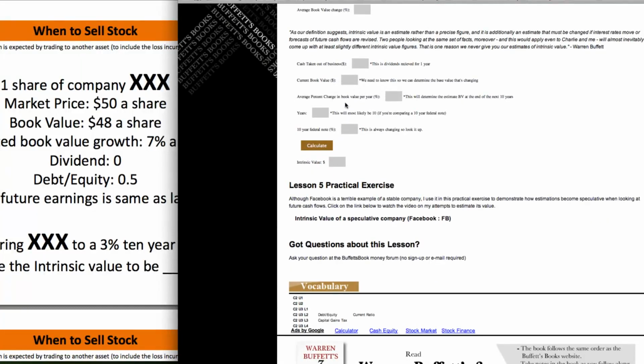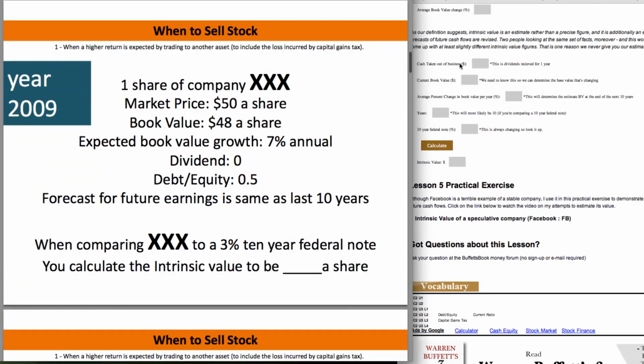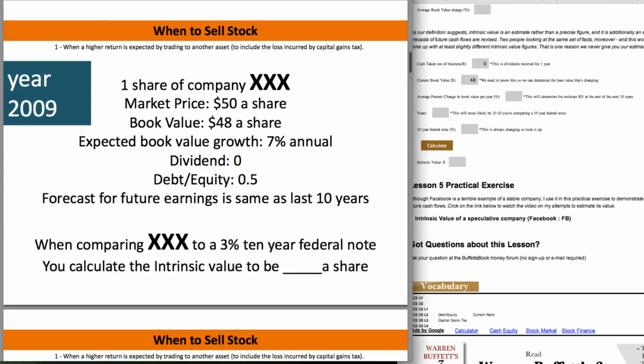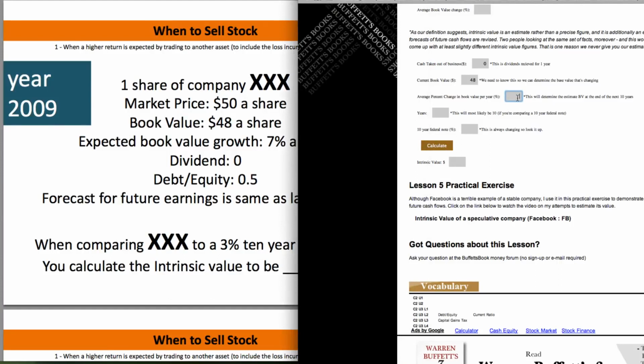So we can come down here to the lower calculator, and we can see that all the numbers that we need are already there. Okay, so the cash that's going to be taken out of the business, we said that the dividend is 0, so we'll put that in there. Okay, that's our expected dividend over the next 10 years. The current book value is $48, so we're going to go ahead and put that in. The average percent change in book value per year. So this is the number 7% that we have right here. This 7% annual growth is how much we think that $48 book value is going to grow by each year for the next 10 years. So we're going to put 7 in there, which means 7%.